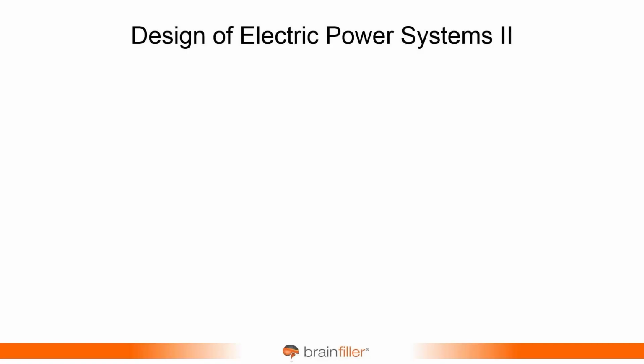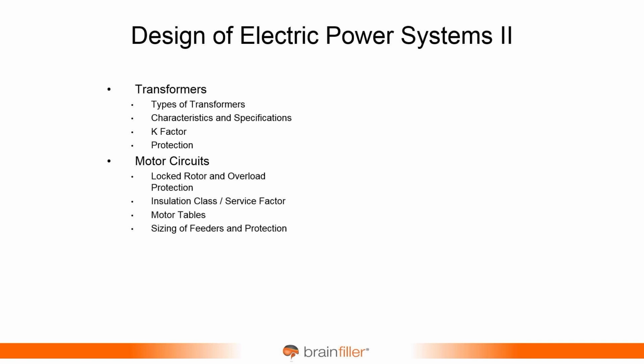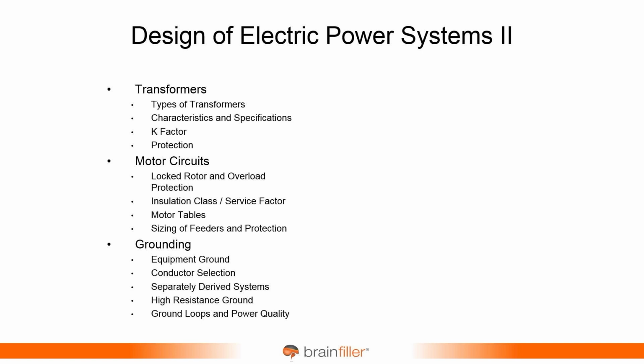I also want to talk about what we're going to get into with Design of Electric Power Systems Part 2. And so for Part 2, we're going to move towards equipment. We're going to look at transformers and different types of transformers, K-factor, protection of transformers. And then moving ahead, we're going to look at motor circuits and sizing and selecting motor protection. We'll look at grounding. We'll touch on a little bit of grounding, equipment grounding in the first part, but the second part we're going to go pretty deep.